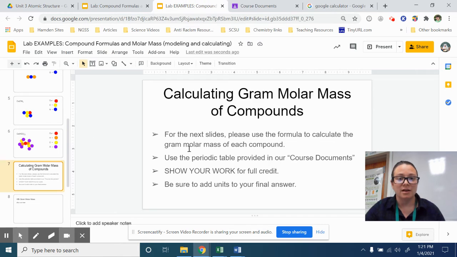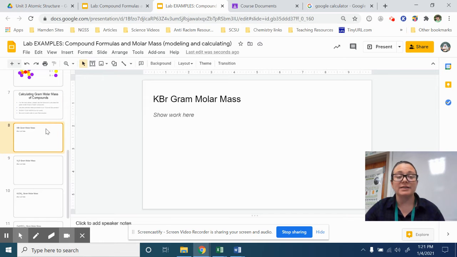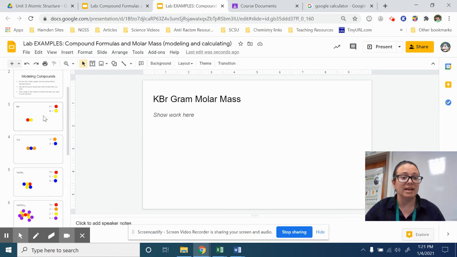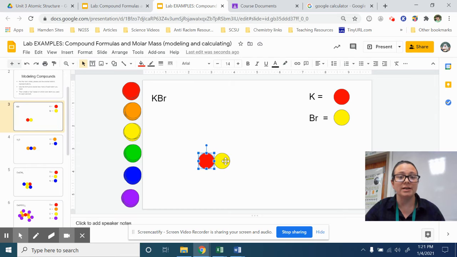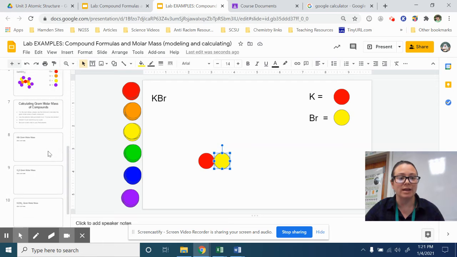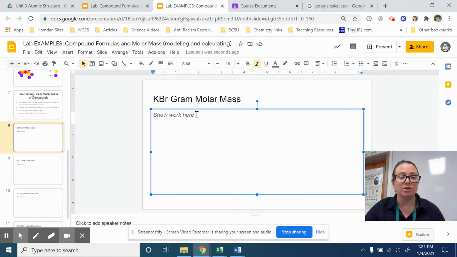Let's try these. All right, so I have the same formulas, right? I already did KBr up here. That meant that there was 1 K atom and 1 Br. But now we're going to figure out how much this weighs. So to do that, here's where you can show your work, right?